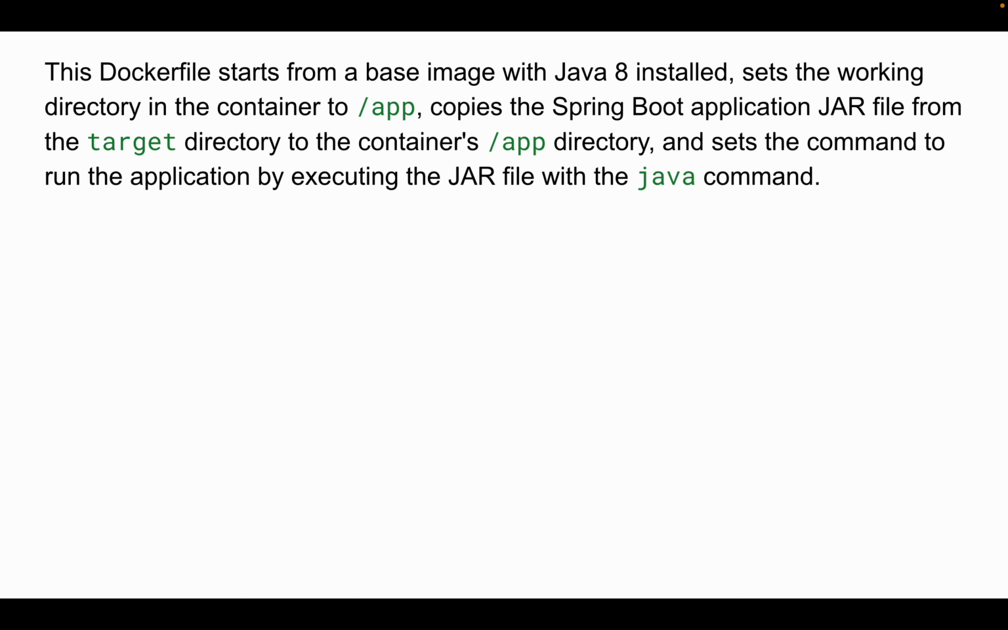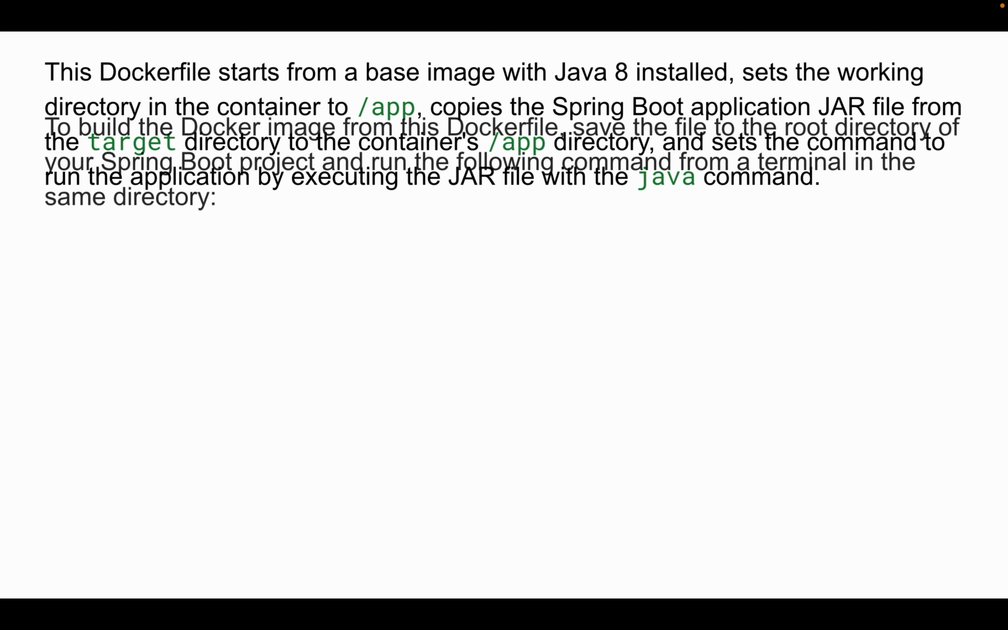The Dockerfile starts from the base image with Java 8 installed, sets the working directory in the container to app, copies the Spring Boot application jar from the target directory to the container's app directory, and sets the command to run the application by executing the jar file with the Java command.